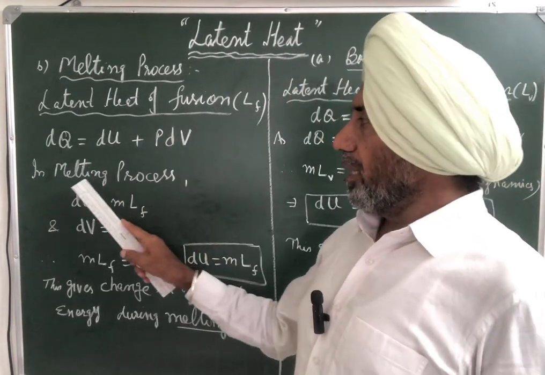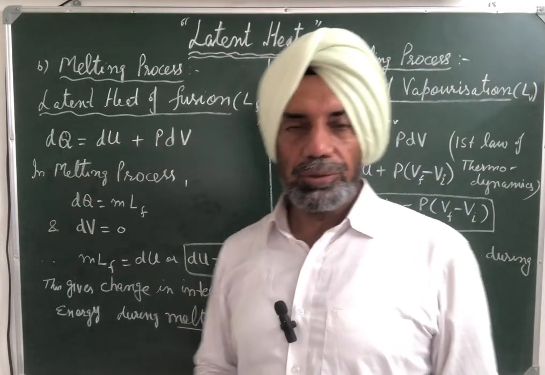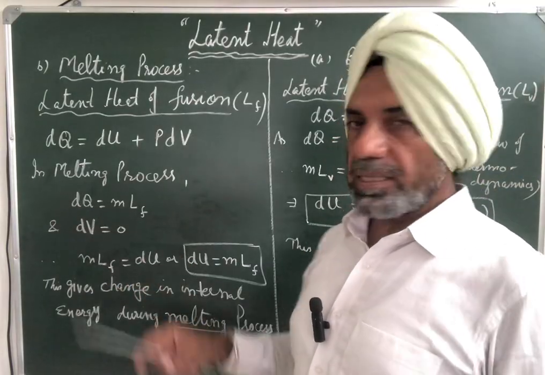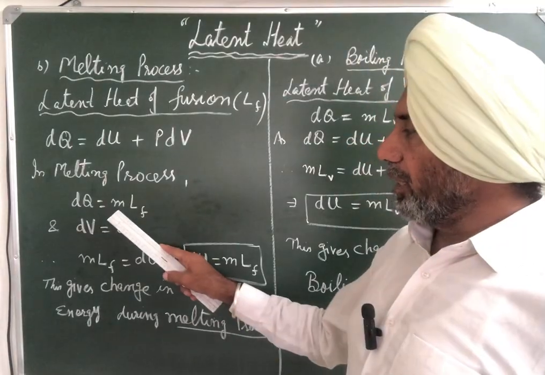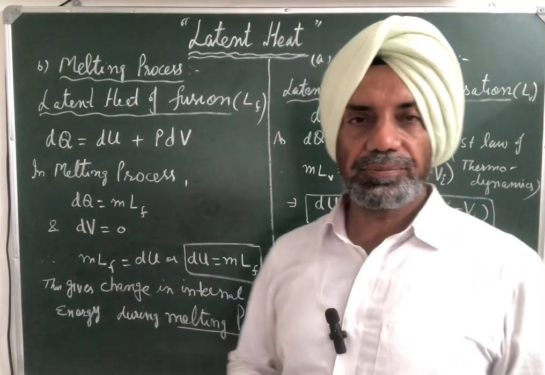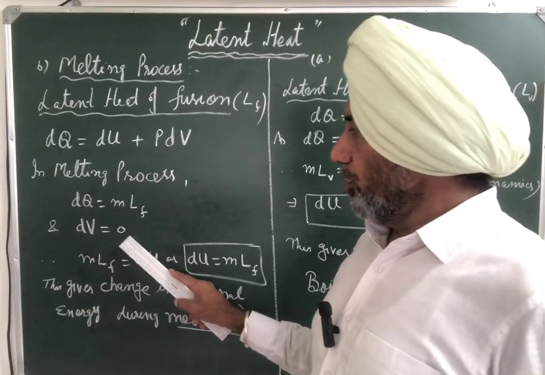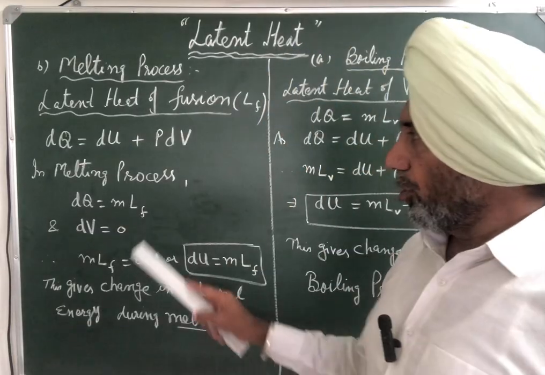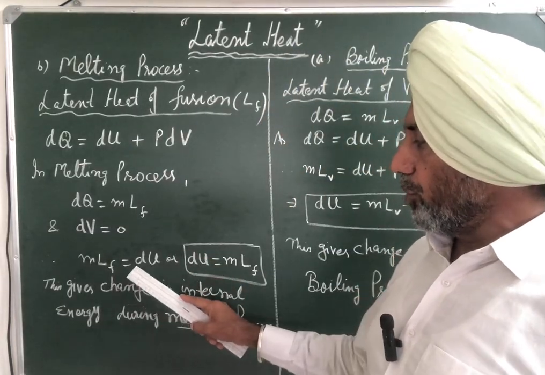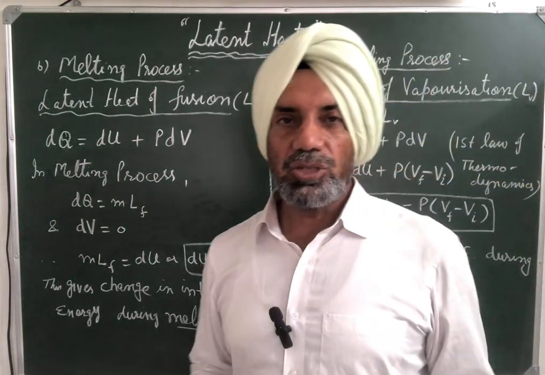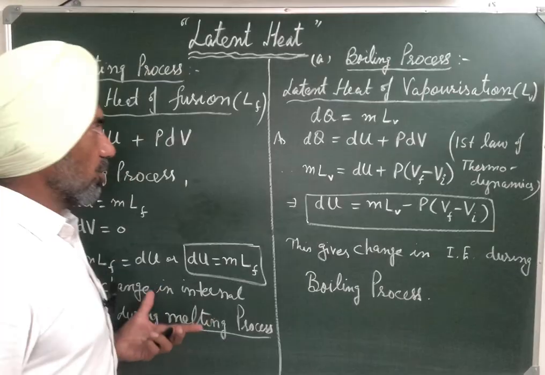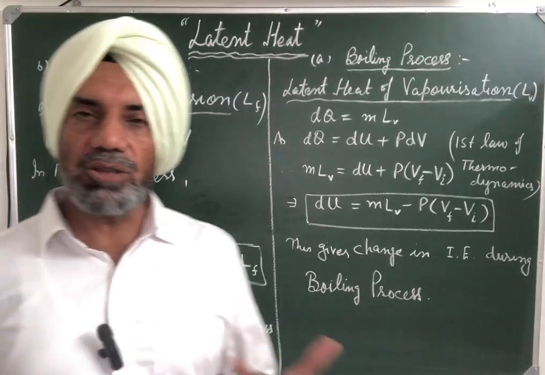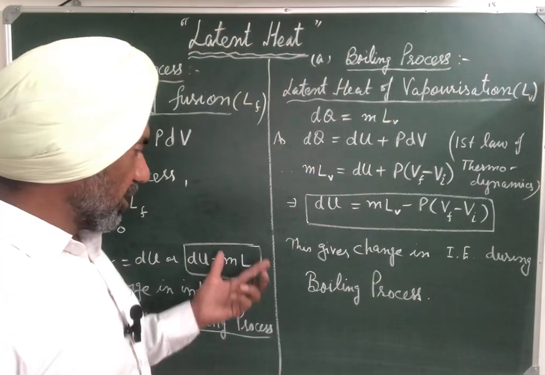So during the melting process, if m is the given mass which is to be converted into liquid, dq, the amount of heat required to convert the given mass m of a solid into liquid, is given by m Lf, and dV = 0 because the change in volume during this process is negligible. So therefore, from the first law we have m Lf = dU, or dU = m Lf. So the change in internal energy of the system during the melting process is equal to the product of the mass of the solid to be converted into liquid and the latent heat of fusion.